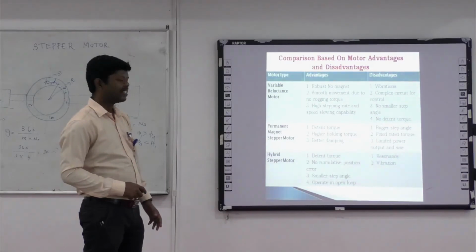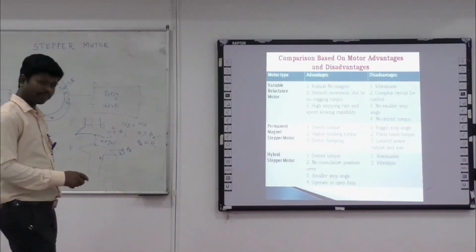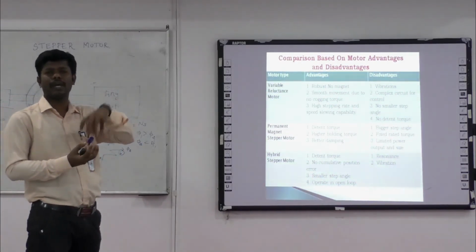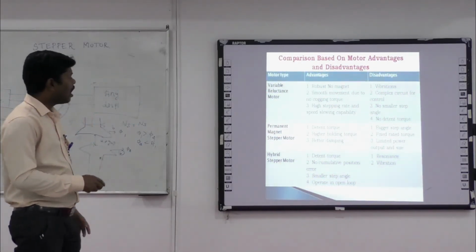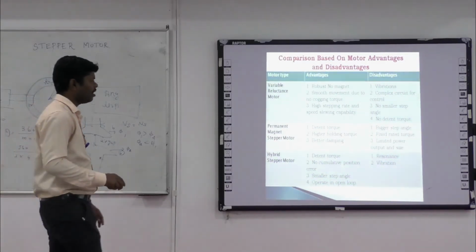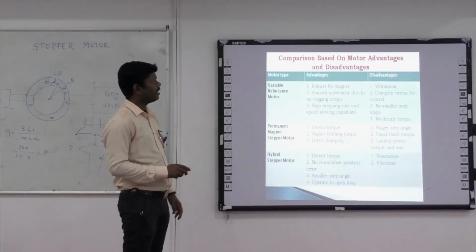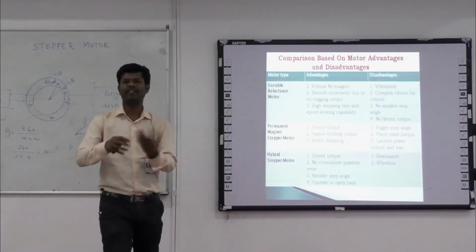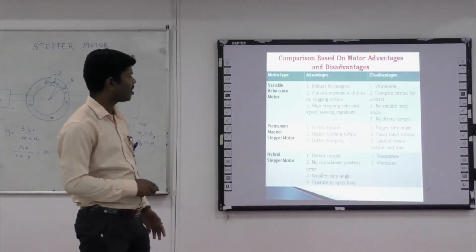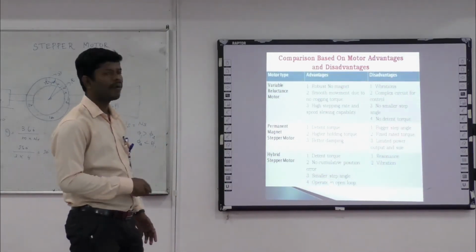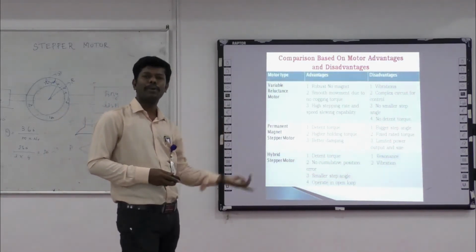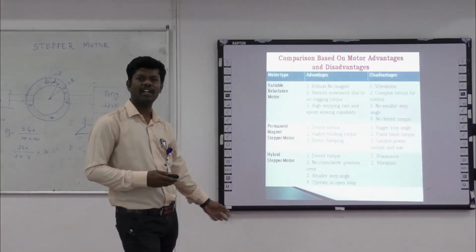Next, the hybrid stepper motor. Its advantage is holding torque. A very small angle can be controlled in the stepper motor. That is the main advantage of the stepper motor. It operates in both open loop and closed loop. The disadvantage is vibration in the motor. The main drawback of all types of stepper motor is vibration in the system. The main advantage is running in open loop and closed loop systems. Both systems can run with a stepper motor.